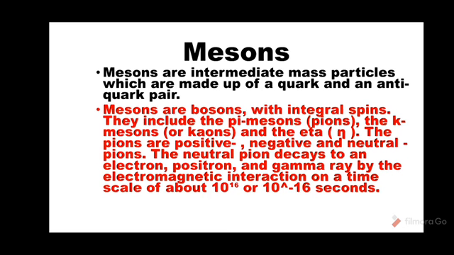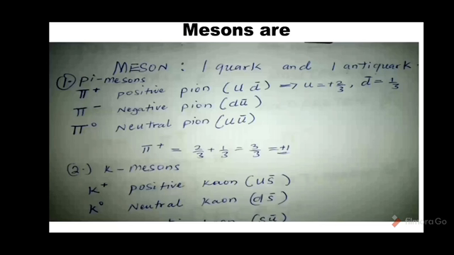The neutral pions decay to an electron, positron, and gamma ray by electromagnetic interaction on a time scale of about 10^-16 seconds. So what I'm talking about in meson is that kind of elementary particle that has two quarks. So if it has U, that is up quark, it must have down quark for that elementary particle. Now look at this. Even if it doesn't look very clear, pay attention, you can strain yourself to see it very well. We have the meson, which I said has one quark and one antiquark.